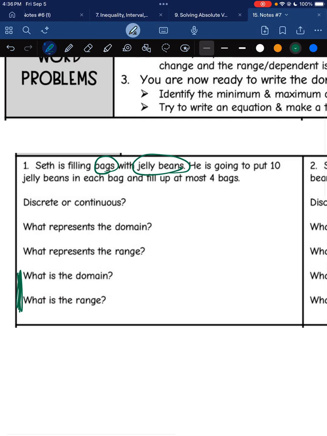So what represents the domain? What represents the range? So I'm going to start with what represents the range. So the one from these two that I cannot change, that is set, is the jelly beans, because I'm being told that there's going to be 10 in each bag. I can't change it and put 9 if I wanted to. So this is the number of jelly beans, the ones that you cannot change. So then that means that this is the number of bags.